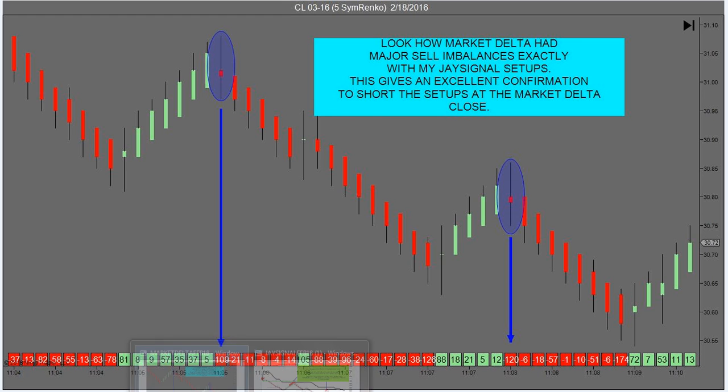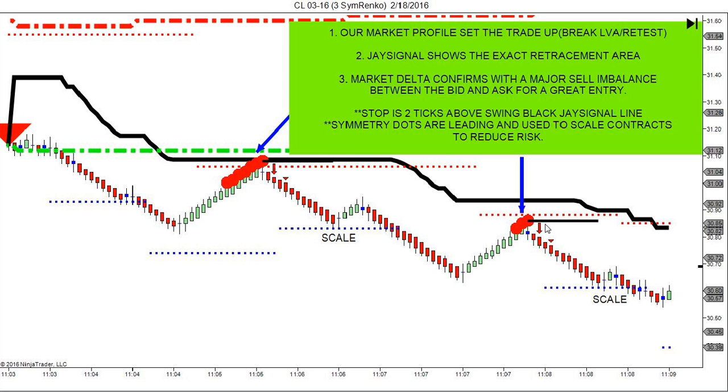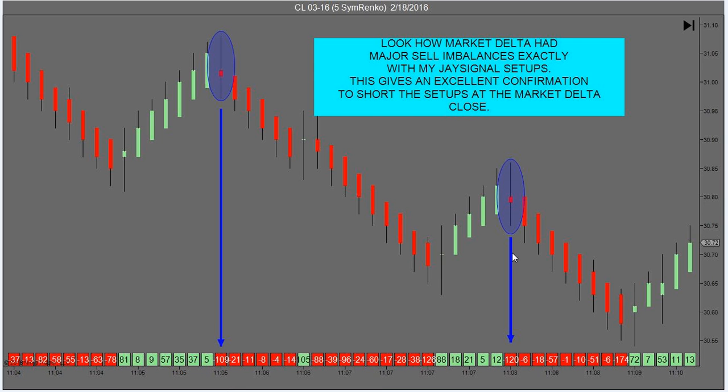Now, here's a second trade. Look at the J signal of the second trade. There's my Fibonacci dots. Look how market delta pops in the trade again. Check this out. Beautiful. Beautiful.